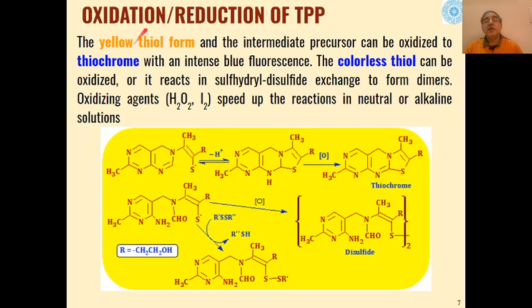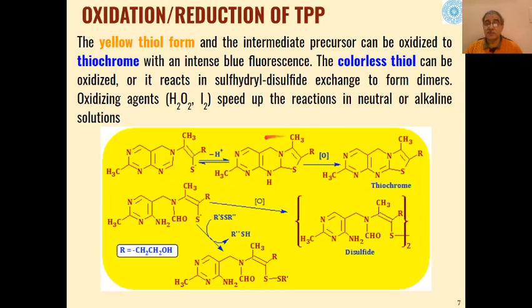Then similarly, TPP can undergo oxidation and reduction reactions as we have seen in the previous slide, that yellow thiol form and the intermediate precursor can be oxidized to thiochrome. So this yellow thiol form can be oxidized to this thiochrome. Basically what happens is this sulfur will act as a nucleophile, will attack at this carbon, and this double bond will be converted into a single bond, and H positive will add to this nitrogen.